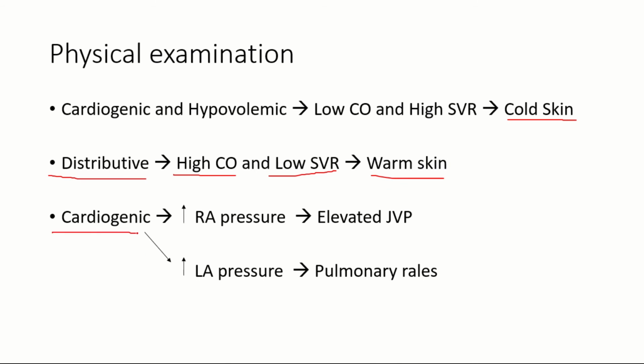In the cardiogenic shock, as I already explained, there is going to be increase in the cardiac pressure. So if there is increase in the right atrial pressure, it can manifest as elevated jugular venous pressure. Since the right atrium is directly connected with the jugular veins, the increase in the right atrial pressure can increase the pressure in the jugular veins, so there is going to be elevated jugular venous pressure. If there is elevation of the left atrial pressure, then it can manifest as pulmonary rales, which are rattling sounds heard when a person inspires.